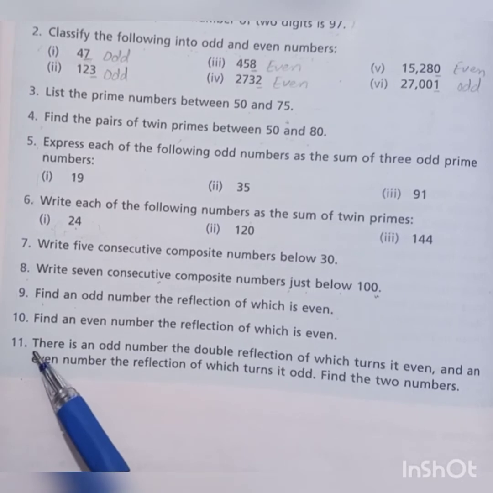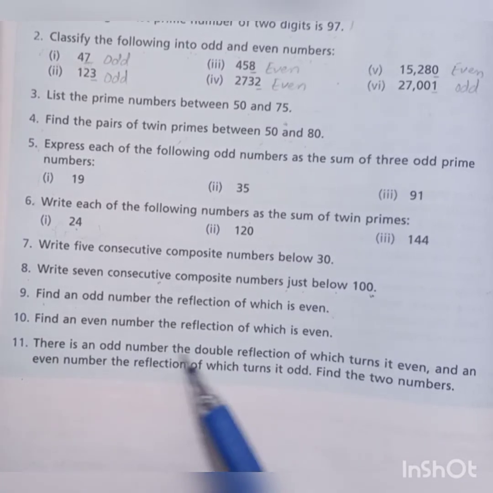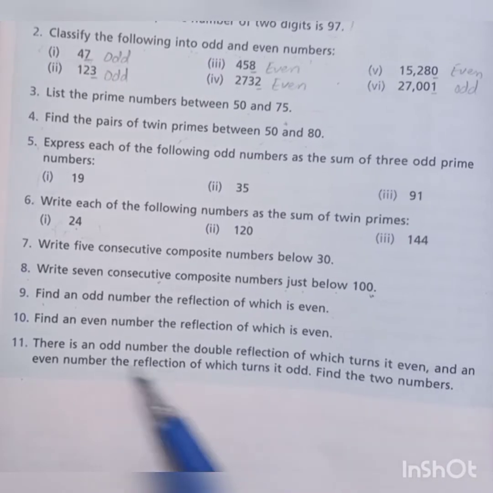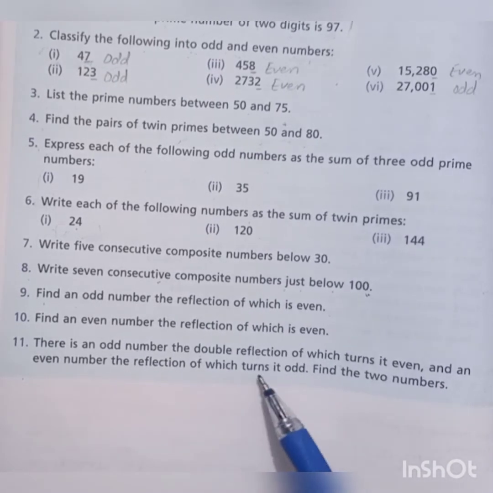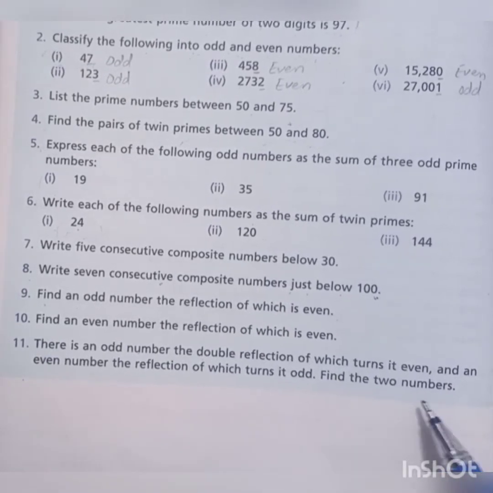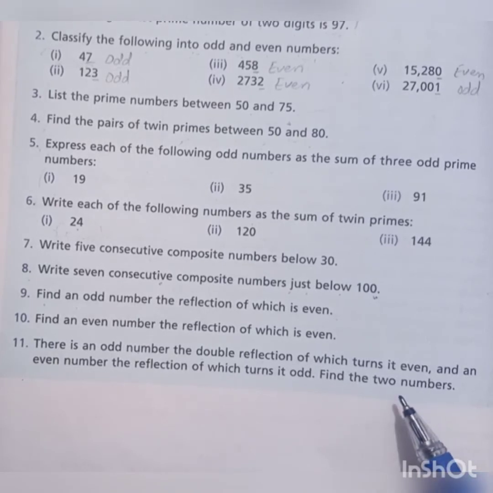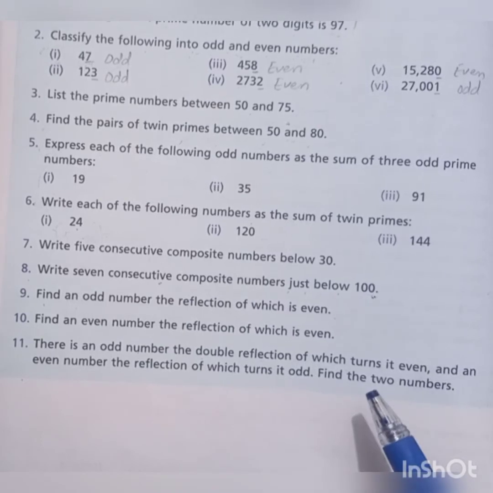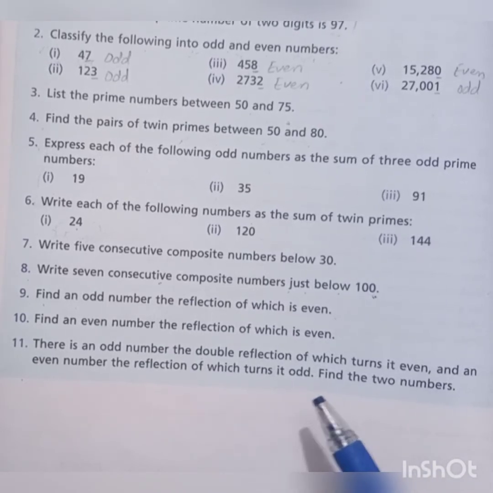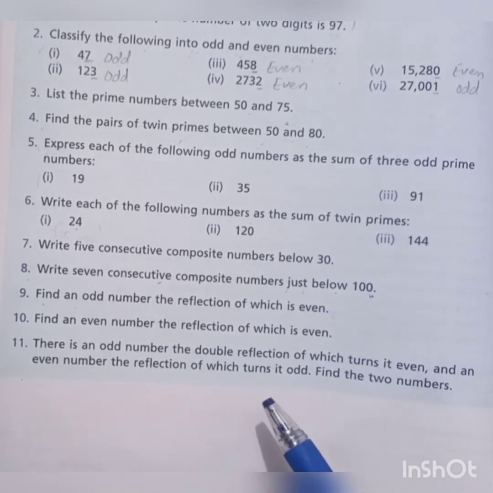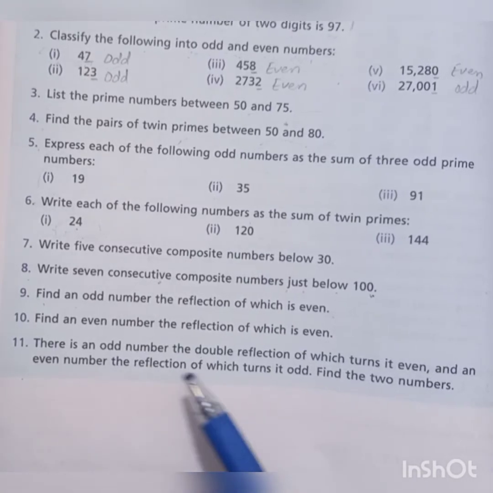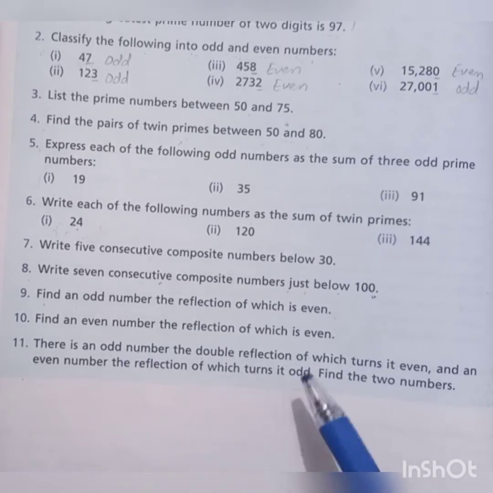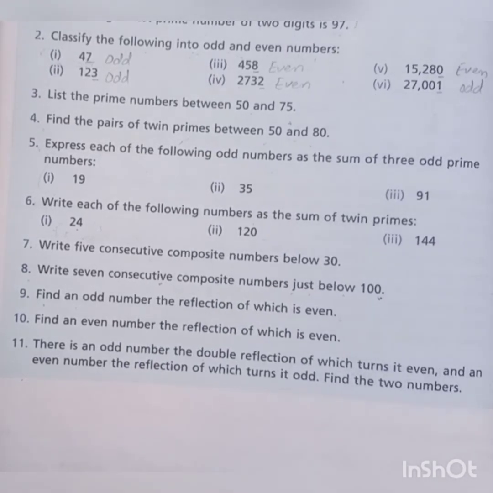Next question is question number 11, that is there is an odd number the double reflection of which turns it even, and an even number the reflection of which turns it odd. Find the two numbers. We have to find the two numbers. First one whose double reflection should become an even number, and second one whose reflection would become an odd number, and that number would be an even number whose reflection is odd, and the odd number's reflection should be even. So let's see.